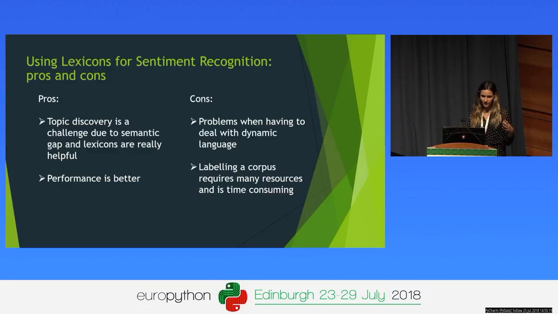So using the lexicons for sentiment recognition, for me, is the best approach, as I said before. And we have problems, like the topic discovery is a challenge. And if you already have a small set of words, it's really helpful, although you can increase the amount of words automatically somehow. And also, the performance is better, almost always. I mean, in all the cases I've seen, the performance is always better.